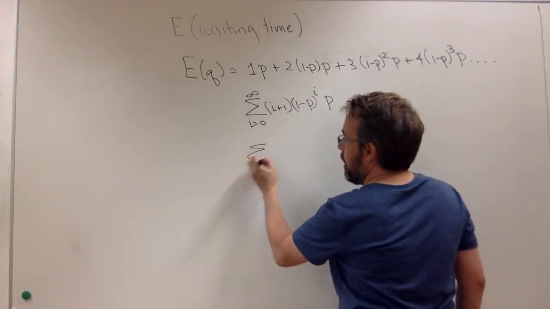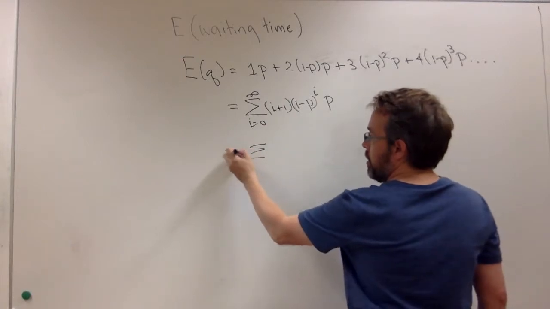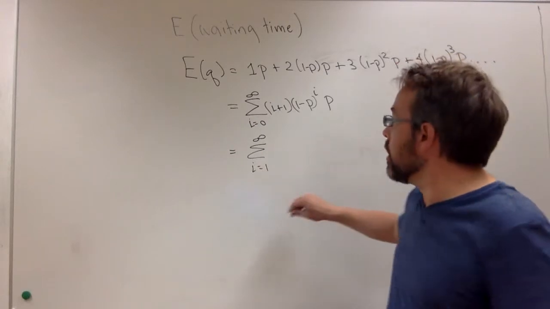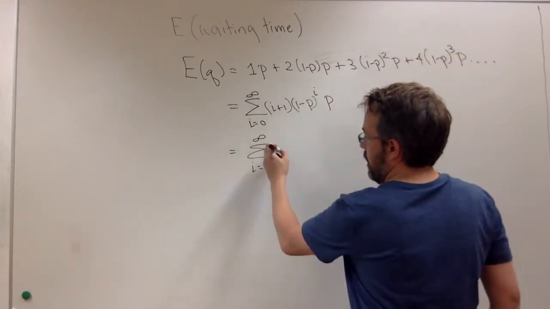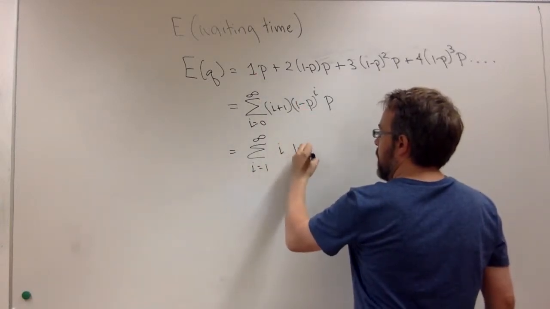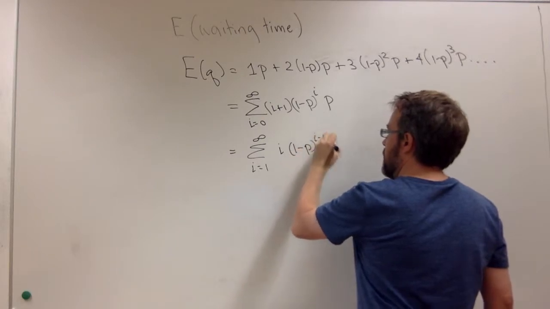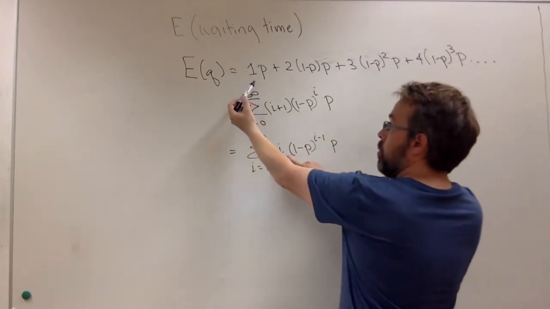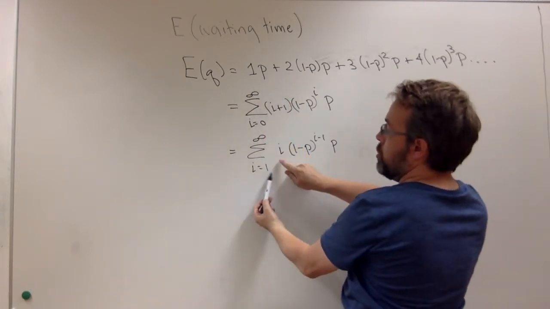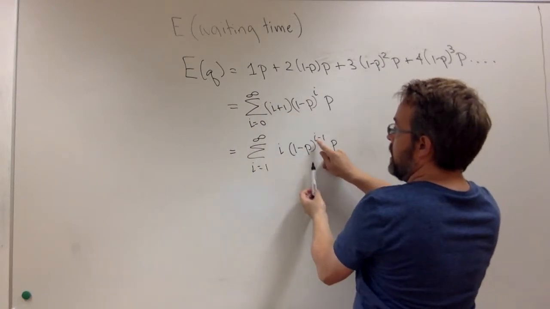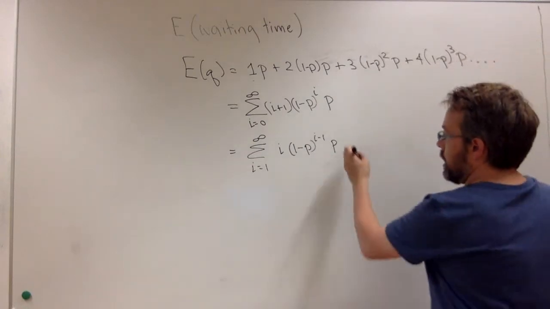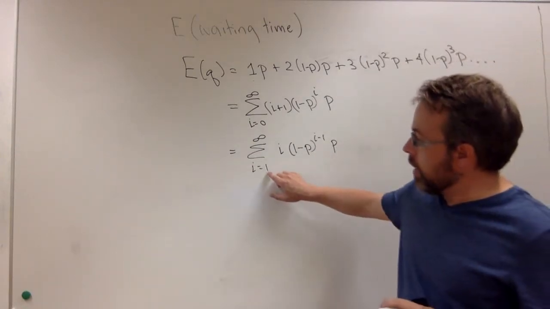Another way to write it would be using I equals 1 here. And then if we do that, then now what we're doing is, it's actually I, so 1, times 1 minus p to the I minus 1 times p. So then we get 1 times nothing times p. And we get, when I is 2, we get 2 times 1 minus p to the 1 times p, and so forth.